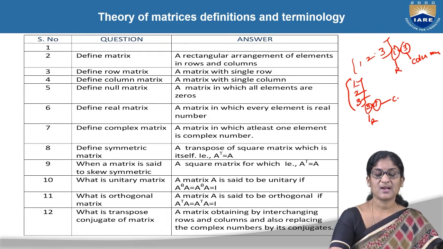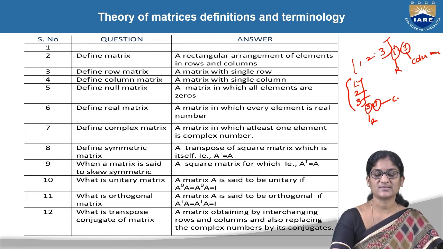Define null matrix. A matrix in which all elements are zeros. If all the elements are zeros, then it is called a null matrix. Define a real matrix. A matrix is said to be real if all its elements are real numbers.